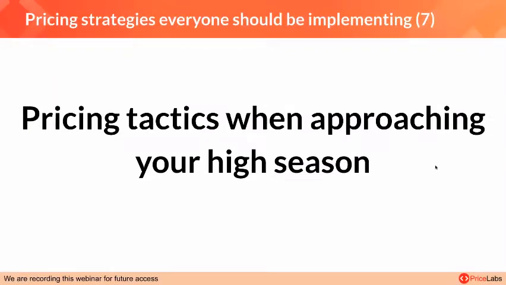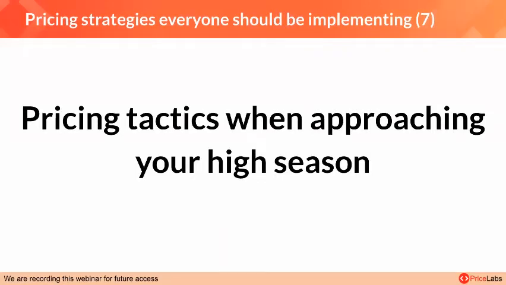Next tactic here, pricing tactics when approaching your high season. So this is something that comes up a lot here. I know last high season that we had, demand was through the roof in a lot of locations. I know a lot of you had your best summers you've ever had. So once all of that pent up coronavirus demand got released on the market, people were booking extremely quickly.